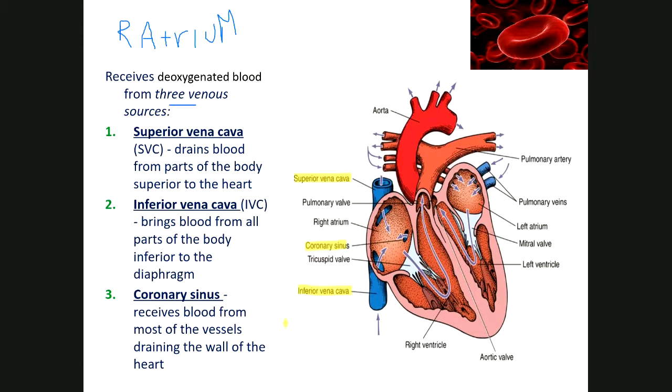So we have the superior vena cava, and this is bringing the deoxygenated blood from superior to the heart, and that's going to include the upper limbs and the head and neck. The inferior vena cava is bringing that deoxygenated blood, venous blood, from the lower parts of the body. And the third one is here, the coronary sinus, which is also a little hole in that right atrium. And this one is bringing deoxygenated blood from the coronary circulation.